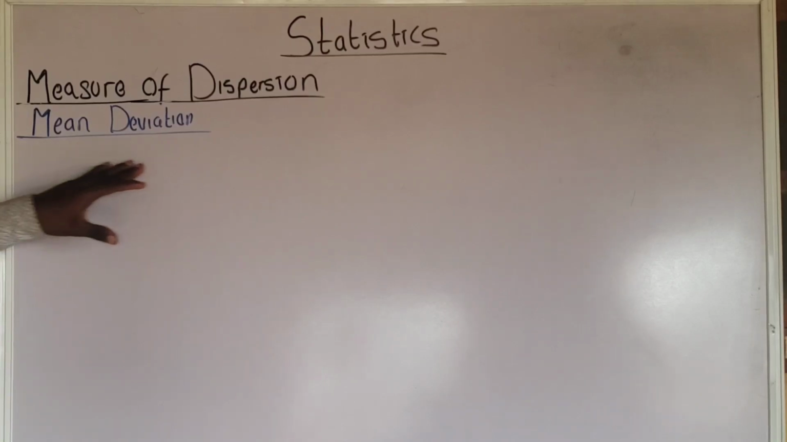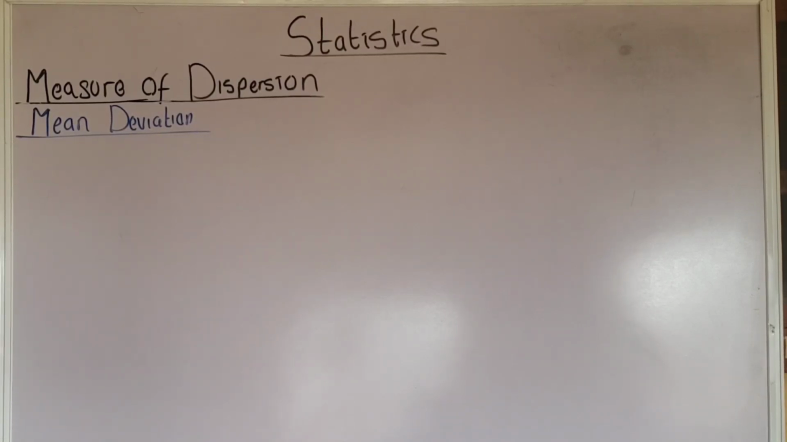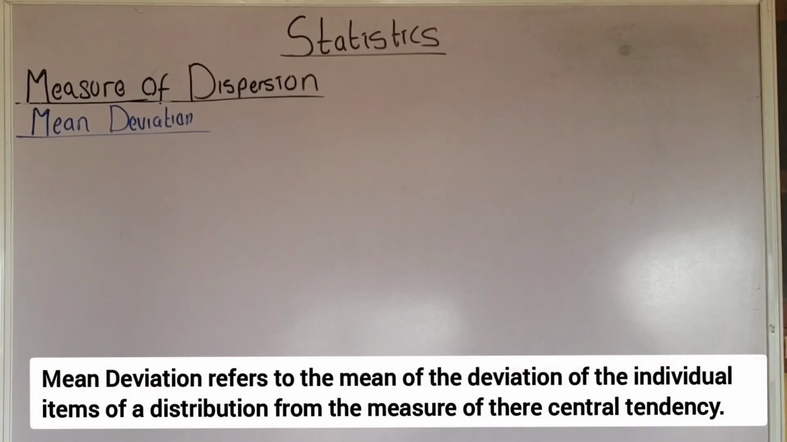In this class, we're going to talk about mean deviation. What exactly do we mean by mean deviation? Mean deviation, in simple terms, refers to the mean of the deviation of the individual items of a distribution from the measure of their central tendency.